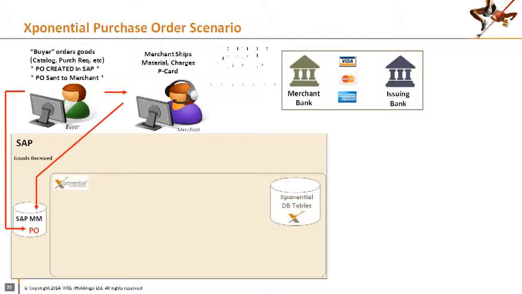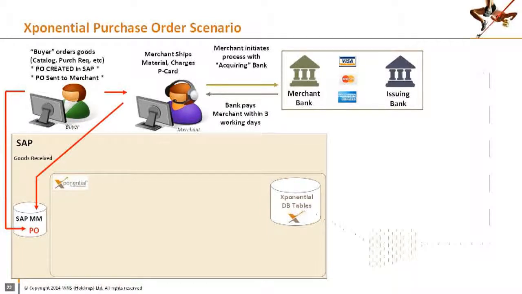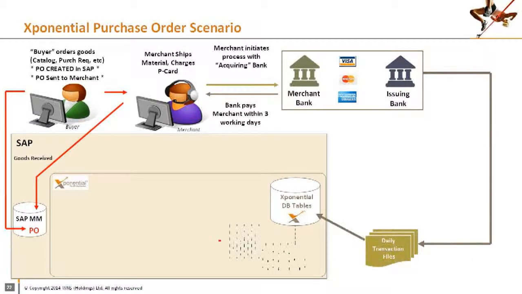The merchant will provide the goods or the services, and then once they've provided those goods or services, they can charge the card. The card that's on the PO, by the way, was stamped back here when it was created. We derive a card number on the header of the PO. The merchant bank will then pay the merchant, and then the transactions will come in through those daily files.